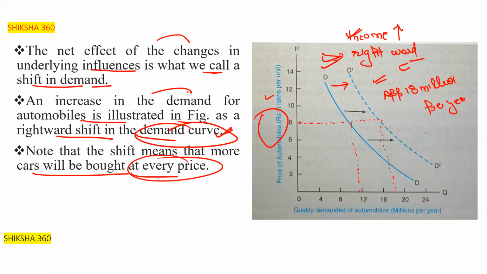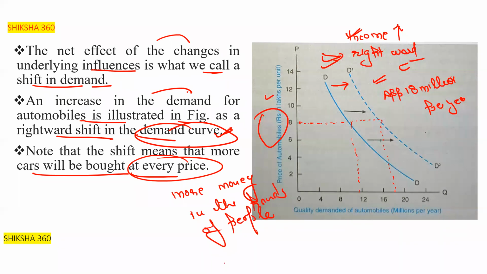Basically, more cars will be bought at every price. What is the reason behind that? Basically, there is more money in the hands of the people. Clear? More money in the hands of the people. So please tell fast if you have any doubt or query regarding what we have discussed till now about the market demand curve, demand schedule, and shift in demand, or we will move towards a question discussion.